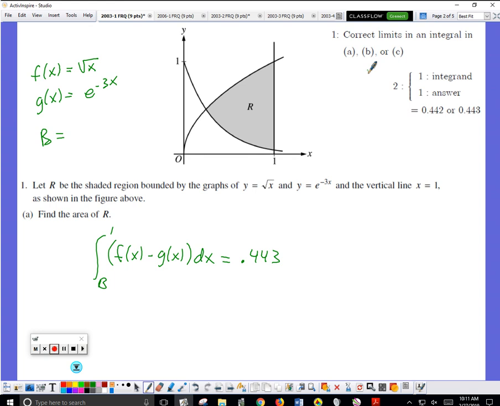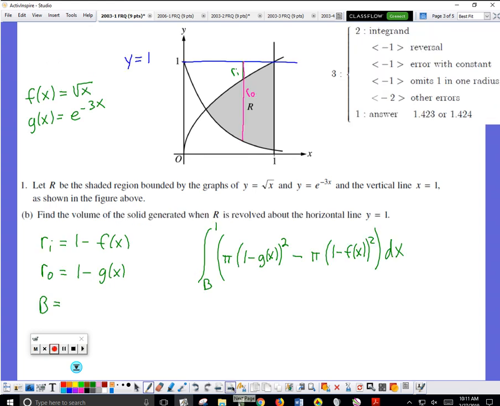Okay, next one, B. So part B is straight off the homework from a couple of packets ago. It says find the volume of the solid generated when R is revolved about the horizontal line y equals 1. So I drew a line at y equals 1. And I remember, when it revolves, the slices are circles with a hole in the middle. So every slice looks like this, roughly.